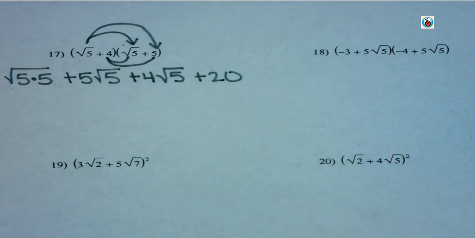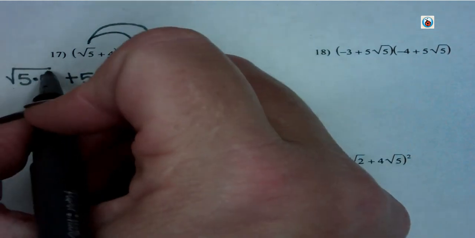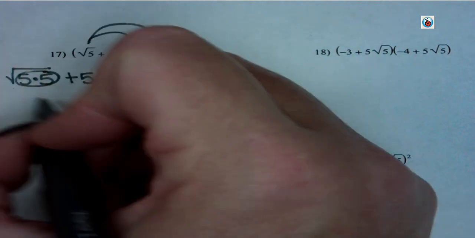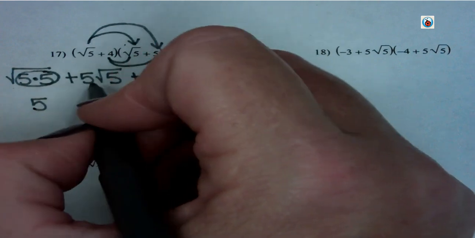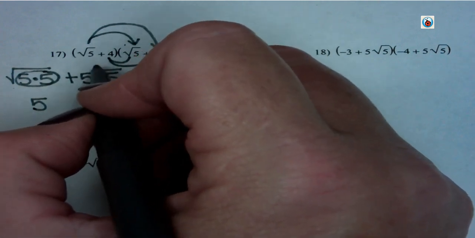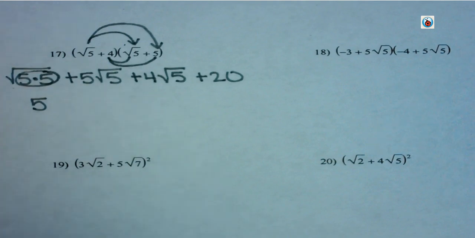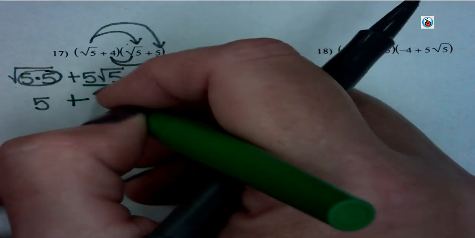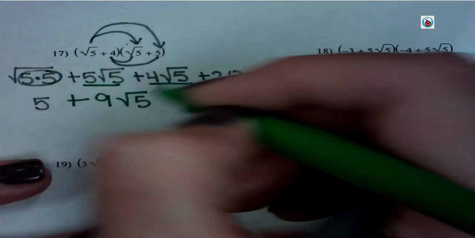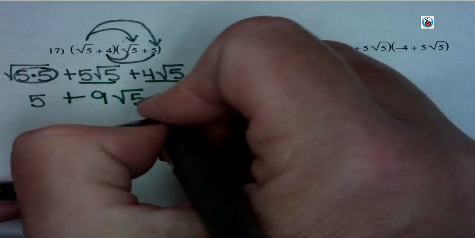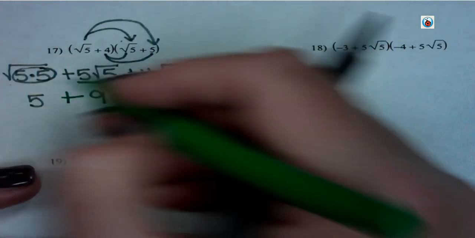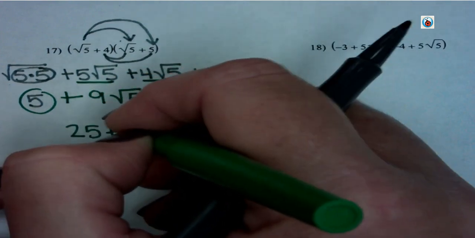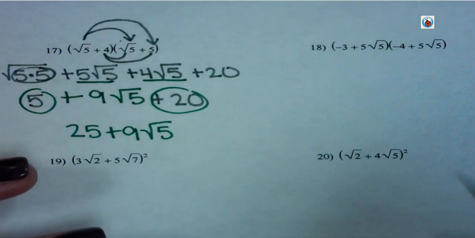Now we're going to simplify and combine like terms. So square root of 5 times 5 gives me a pair, so it comes out. So I have 5. Notice I have some like terms right here. I have a square root of 5 and a square root of 5. So I can add those. Remember, you add the outside, so 9 square root of 5. And then I have this plus 20. Now I can combine the 20 and the 5. So I get 25 plus 9 radical 5.